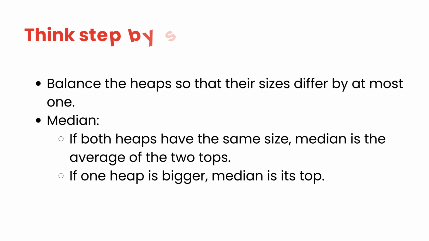Balance the heaps so that their sizes differ by at most one. For the median: if both heaps have the same size, the median is the average of the two tops. If one heap is bigger, the median is its top.